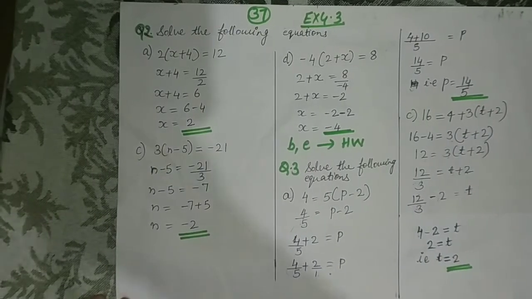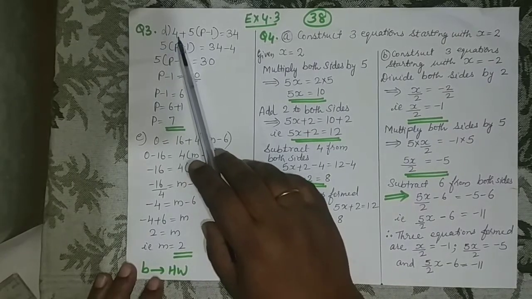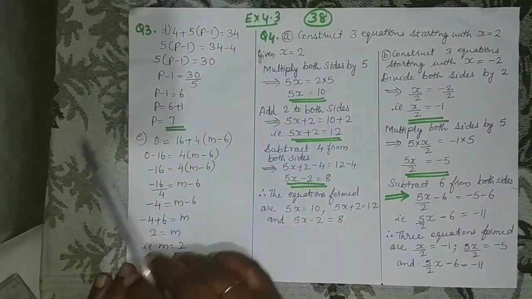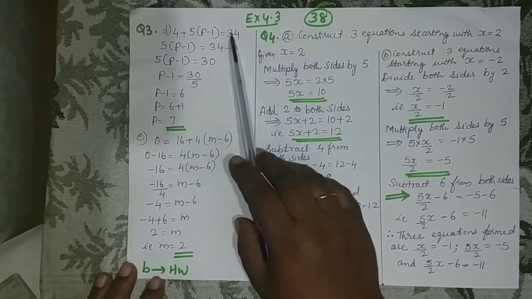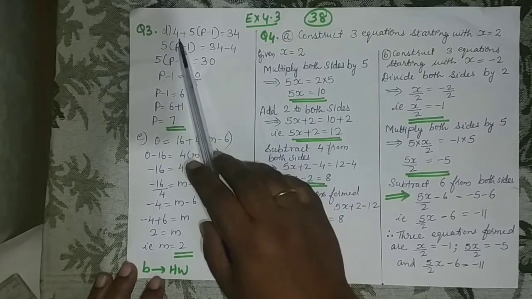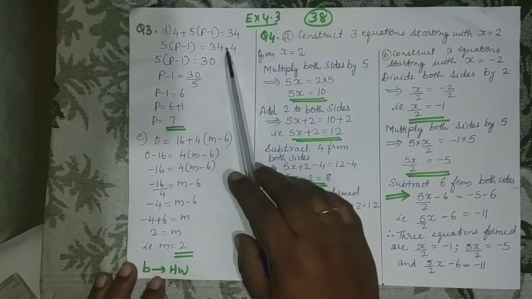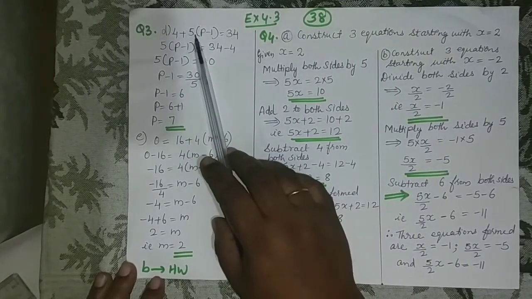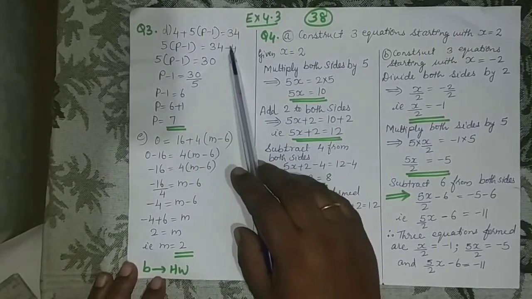Now we will continue question number 3 of exercise 4.3. Okay. So D, 4 plus 5 into (P minus 1) is equal to 34. Here 4 is added in LHS. That 4 we are taking from LHS to RHS, so it will subtract. So what is remaining in LHS? 5 into (P minus 1), which is equivalent to 34 minus 4.